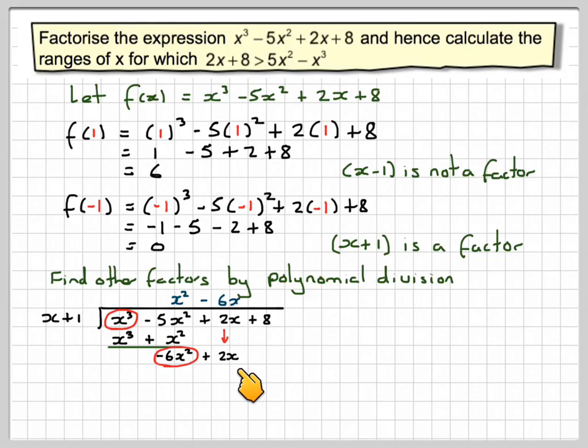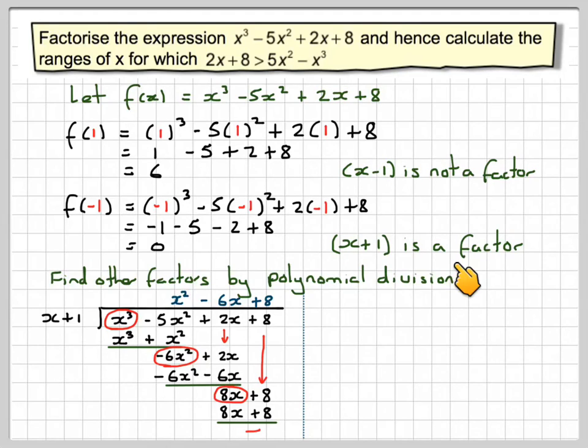Bring down the 2x, and next we're going to divide minus 6x squared by x. That's going to give me minus 6x, and then minus 6x times x gives me minus 6x squared. Minus 6x times 1 gives me minus 6x. 2 minus minus 6x is going to give me 8x. These will disappear. Bring down the 8, and then we've got the 8x divided by x, which is going to give me plus 8. So 8 times x is 8x, 8 times 1 gives me 8. The remainder will be equal to 0, which is what we expect from here.